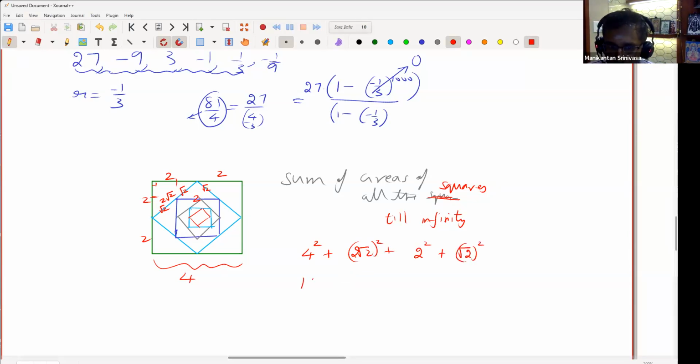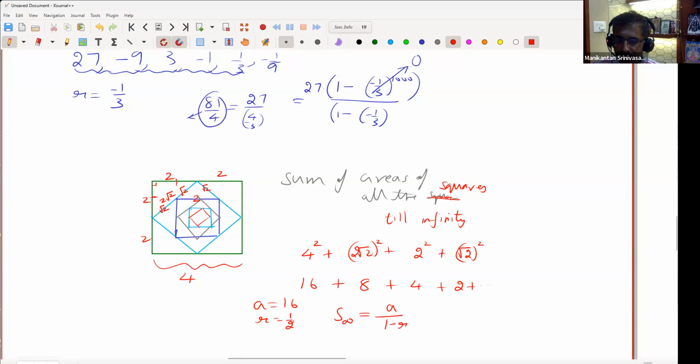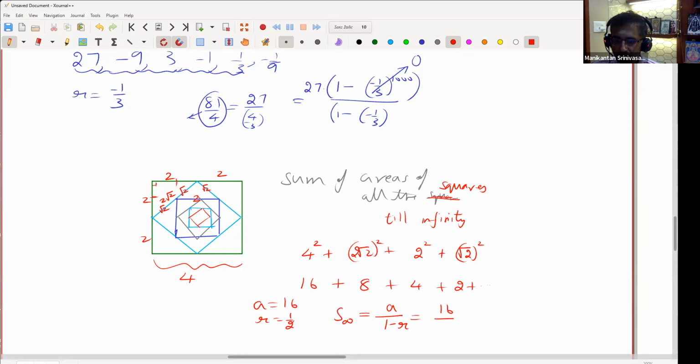So let's see what this pattern is. This is 16, and this is 8, this is 4, and this is 2, and so on. So it's clearly a geometric progression where the starting term is 16 and the common ratio is half. Therefore, the sum of infinite terms would be a by 1 minus r, as we just saw. So it'll be 16 by 1 minus r. R is half in this case. So it'll approach 32. So the sum of all the areas will be 32. Does it make sense, guys? All of you good on this?